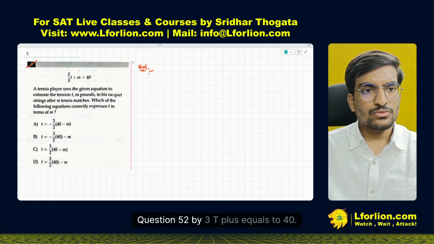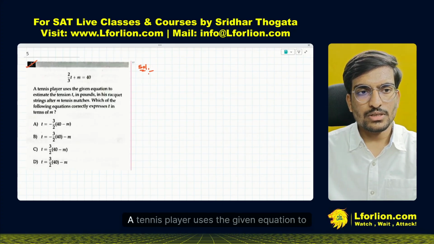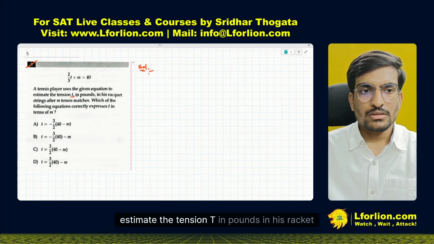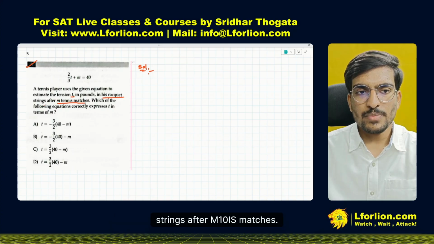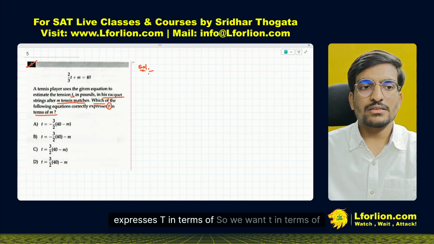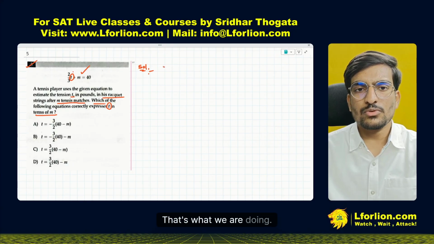Question 5. 2 by 3 t plus something equals 40. A tennis player uses the given equation to estimate the tension T in pounds in his racket strings after tennis matches. Which of the following equations correctly expresses T in terms of the other variable? Try to remove everything which is not T so that you get the value of T. That's what we have been doing for a very long time.